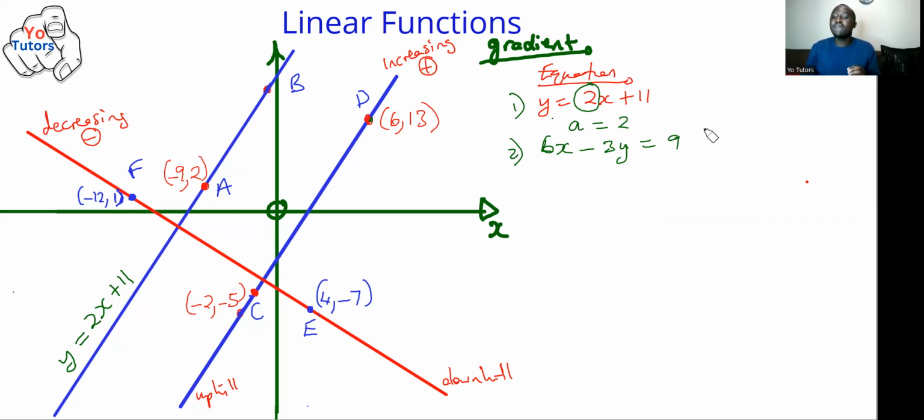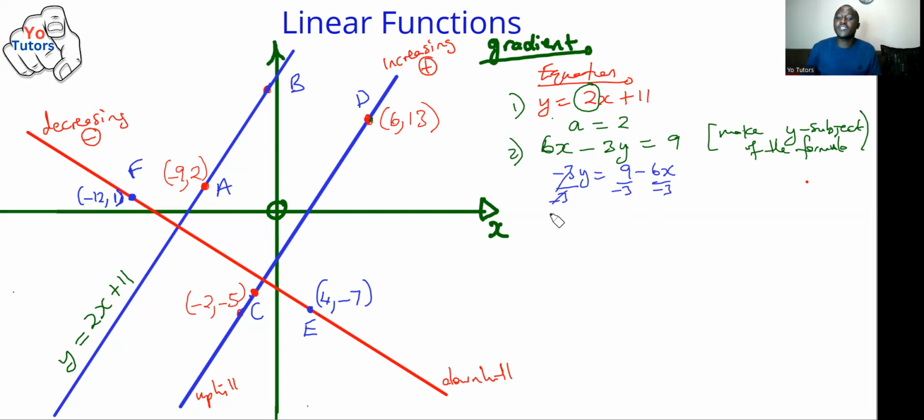Scenario 2, what you need to do here, first of all, make y the subject. So you make y the subject of the formula first before you do anything. Now, what do you do? Let's simplify this quickly. It's going to be negative 3y equals 9 minus 6x. And in this case, we divide by negative 3. Okay, so here is what we get: y is going to be equal to negative 3 plus 2x.